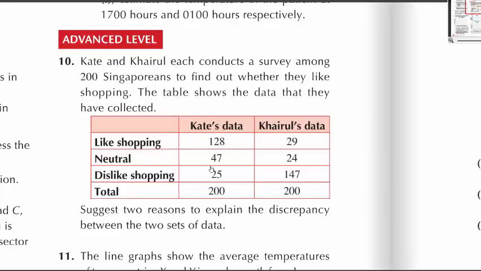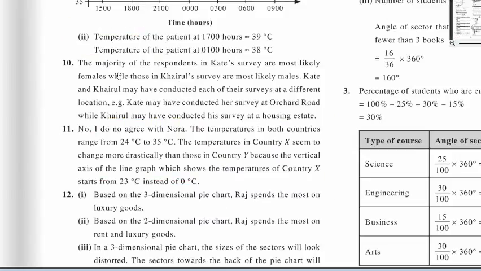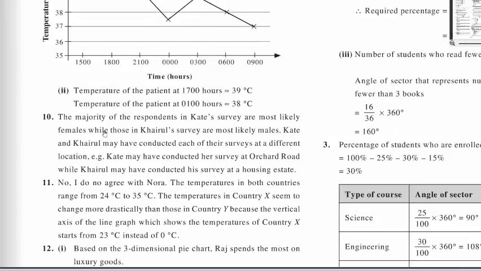Now, for those who are neutral, you can also see there's a difference here. So they want you to explain why both sets of data are different. This one is a common sense question. A possible reason will be that the majority of the respondents in Kate's survey are most likely females, and females love shopping, while those in Kairu's survey are more likely males, because males don't really like shopping.